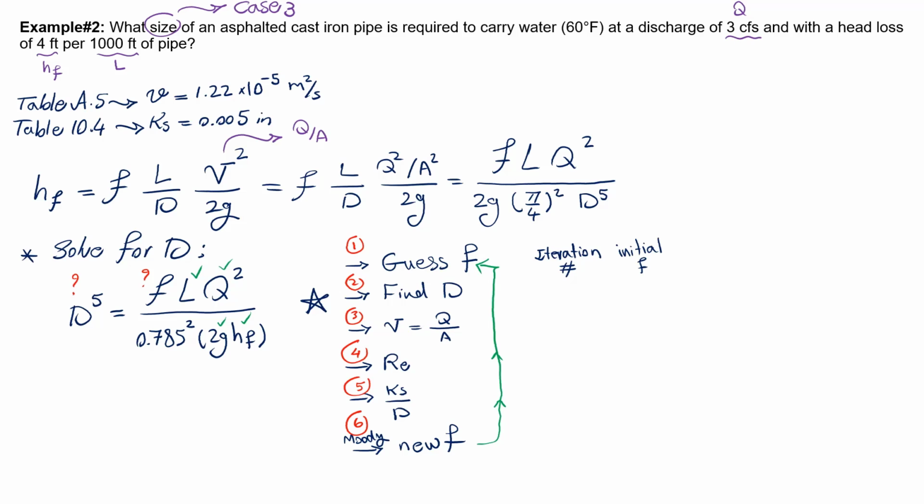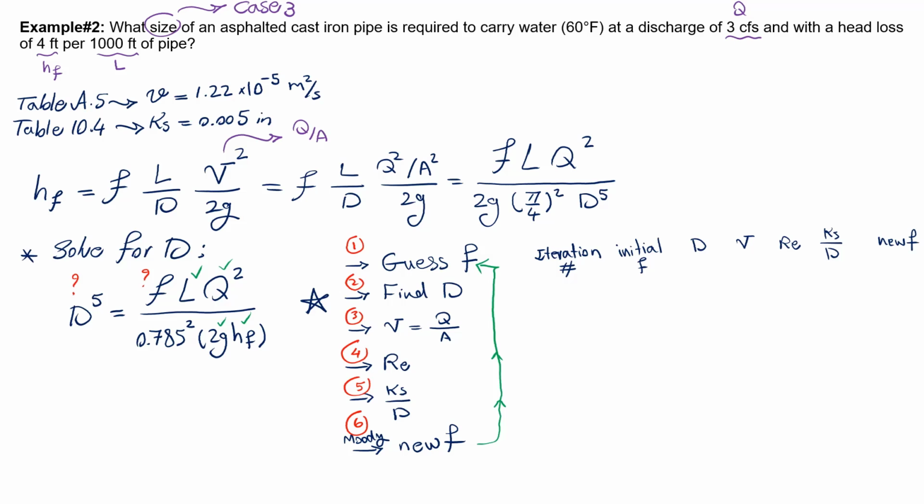Column number 3 is diameter, or D. Column number 4 is velocity. Column number 5 is Reynolds. Column number 6 is K sub S over D. And the last column is nu F.